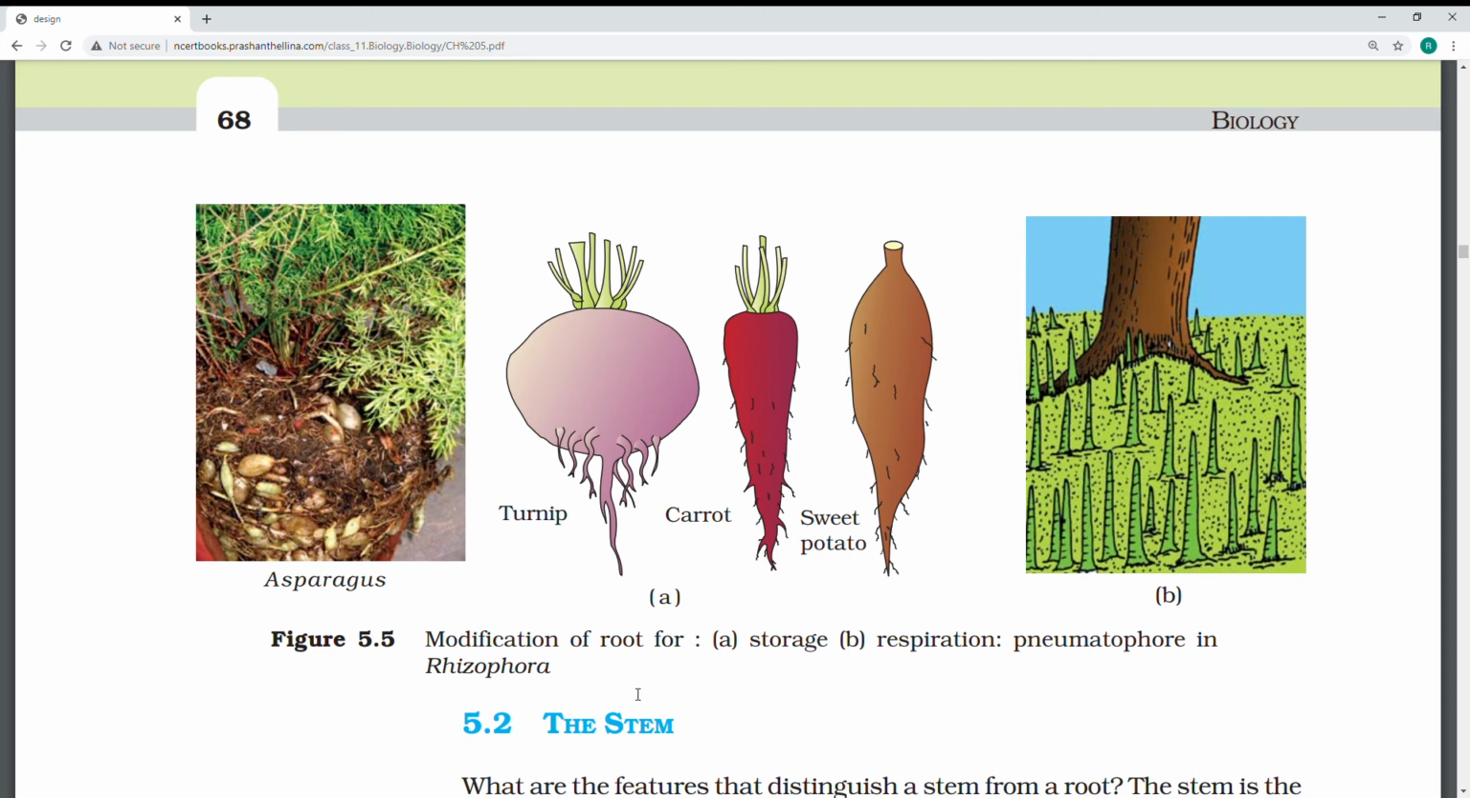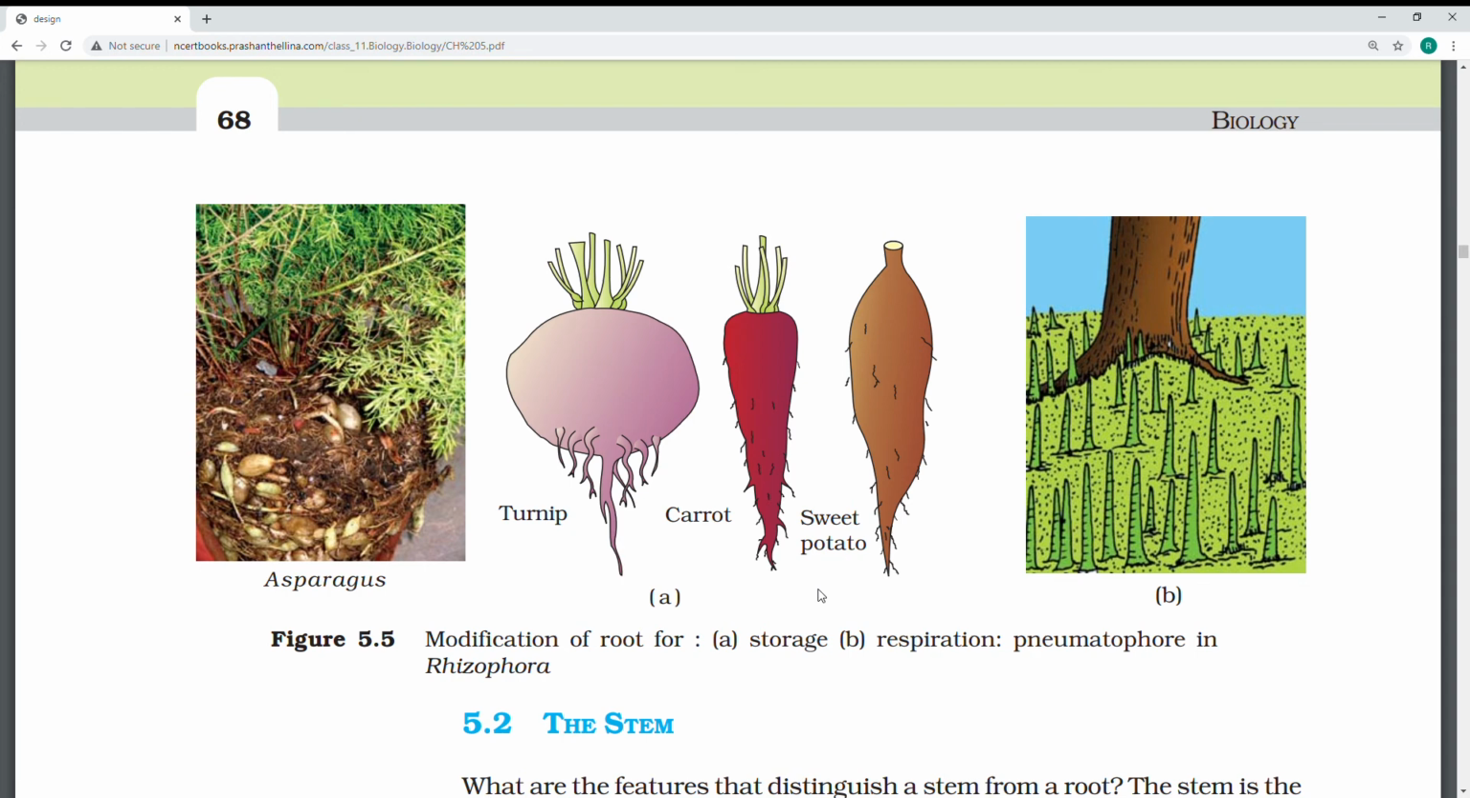Okay, so these are for a completely different function. Depending on storage, if you see here, the turnip, carrot and sweet potato are shown. These are roots which are for storage, meaning the food which we eat from the root. The modified root here is for storage.